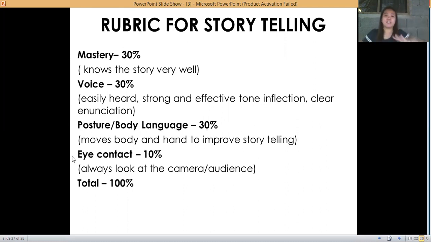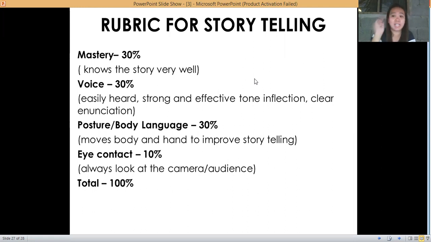Your moves and your hands, you are moving to improve your storytelling. And the last one is eye contact. Always look at the camera, not this way and not that way, as if you're looking at your audience. And that one is 10%. Total of 100%. Okay po?